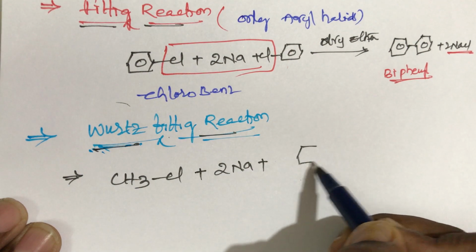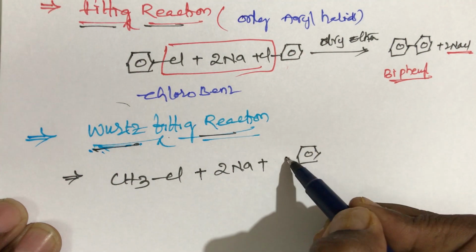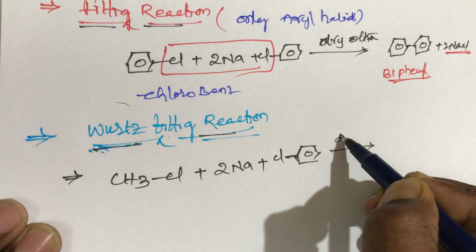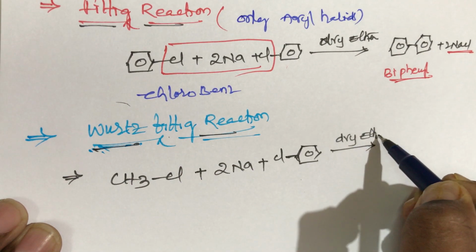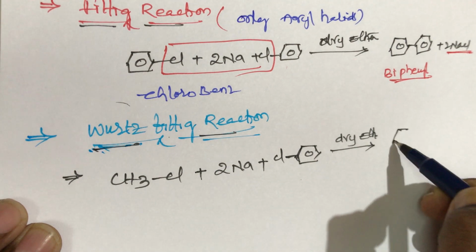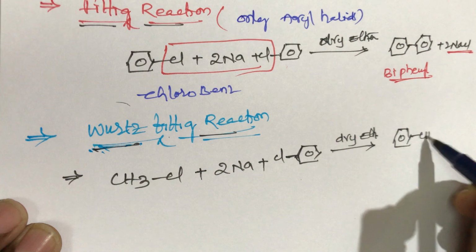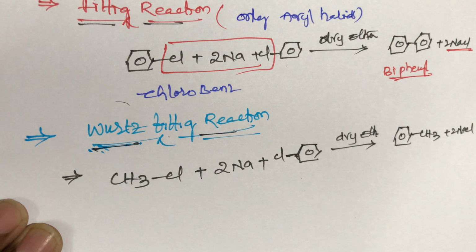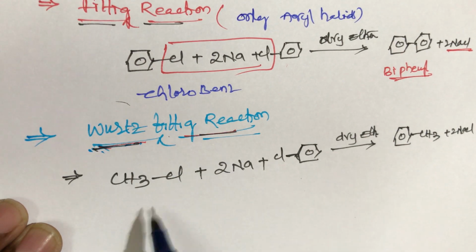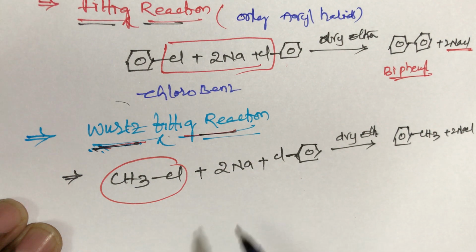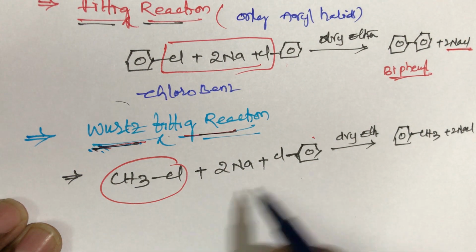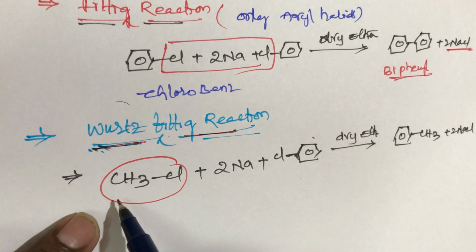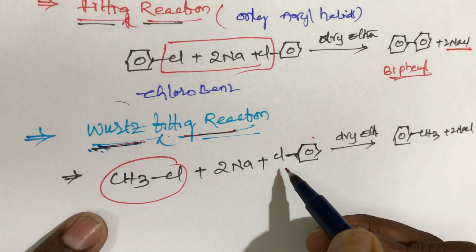The aryl halide is chlorobenzene, students. In the presence of dry ether, we get the alkyl benzene, that is methyl benzene, plus 2NaCl. This is very important. So in this Wurtz-Fittig reaction we take 1 mole of alkyl halide and 1 mole of aryl halide. The alkyl halide is for example CH3Cl, and the aryl halide is chlorobenzene.